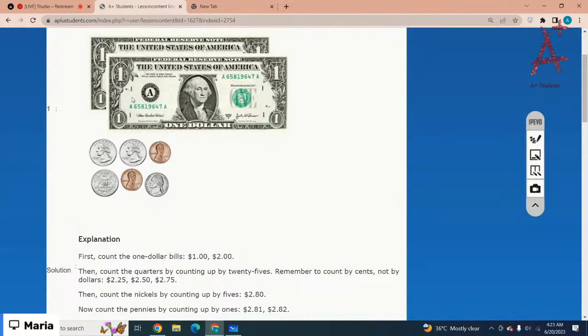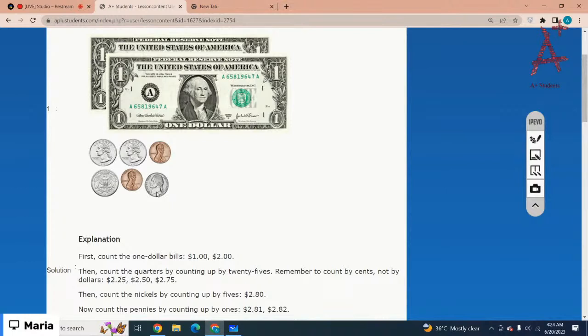Okay, the next one is you have to now count the coins. Got it? So first of all, you have to count the quarters by counting up by 25. So you have one, two, three quarters. One, two, and three, they are quarters. And you can count quarters by 25. Got it? So you have two bills, 2.25, then 2.50, then 2.75. Then you have only one. This one is the nickel. Nickel you have to count by 5. So 2.75 plus 5 is 2.80.